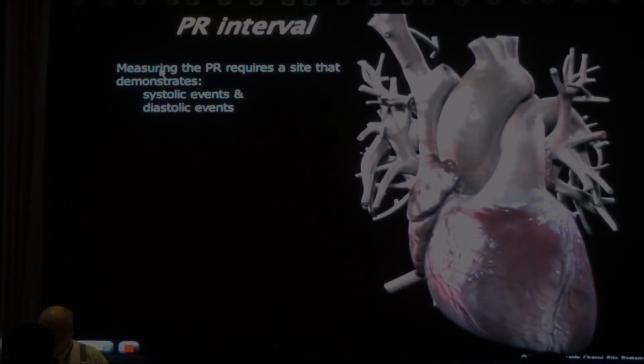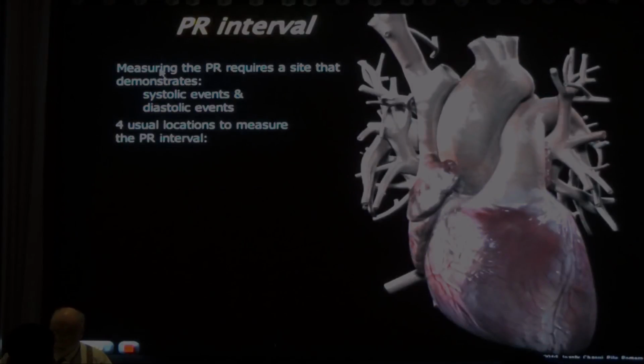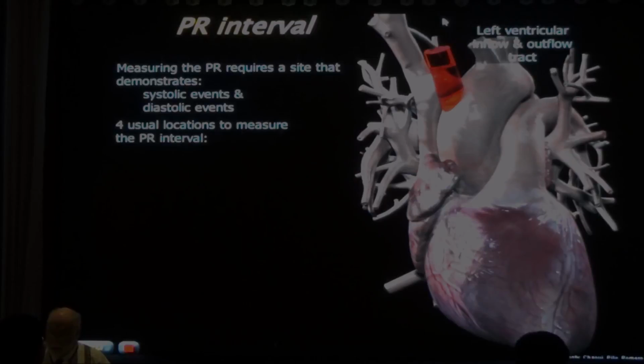Well, to measure the PR interval, you need an area in which your signal can capture both a systolic event and a diastolic event at the same time. And for that, there are typically 4 locations. One, you can take a beam that goes into the left ventricle inflow-outflow, and it goes into the ascending aorta, so you have this left inflow-outflow.